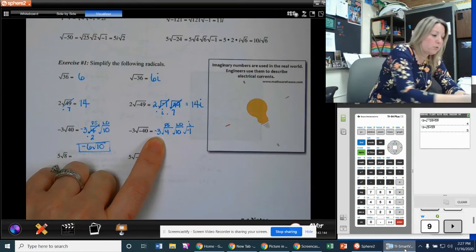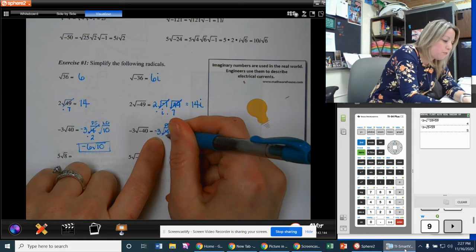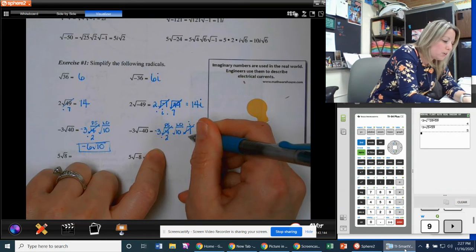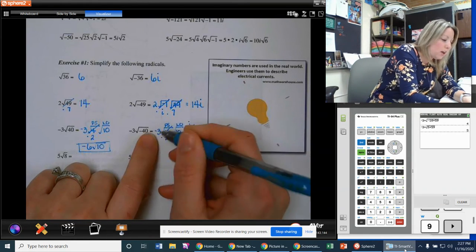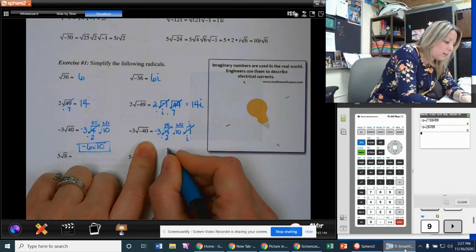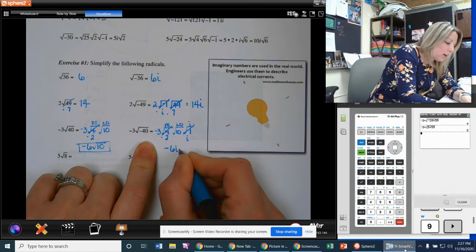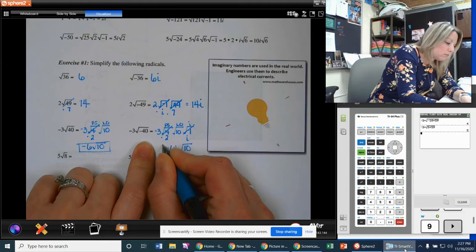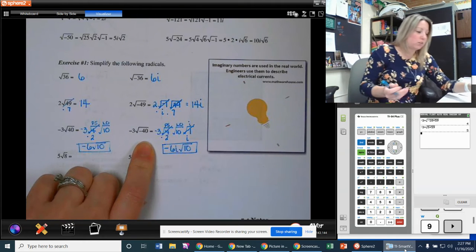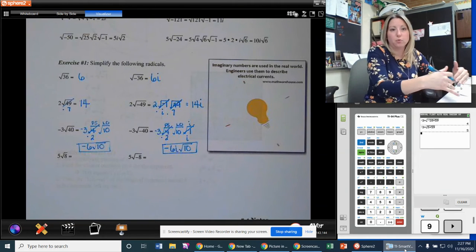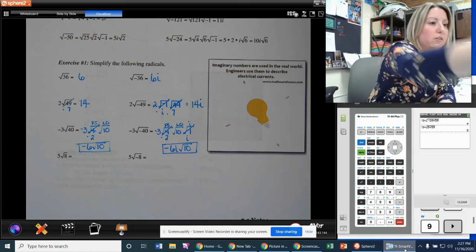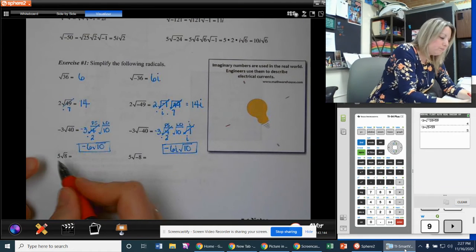Now take the square roots of what you can. So the square root of 4 is 2. The square root of negative 1 is I. So negative 3 times 2 times I is negative 6I. Radical 10 is the leftover. Look at that difference, okay? I'll do that other one at the bottom in red so you can see the difference here.